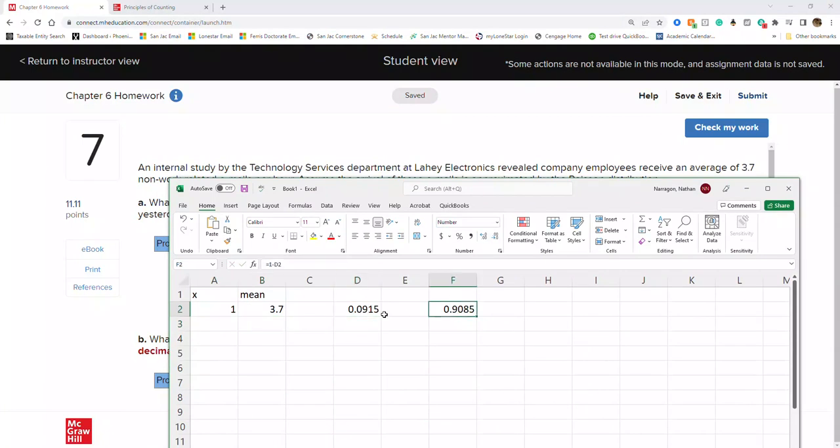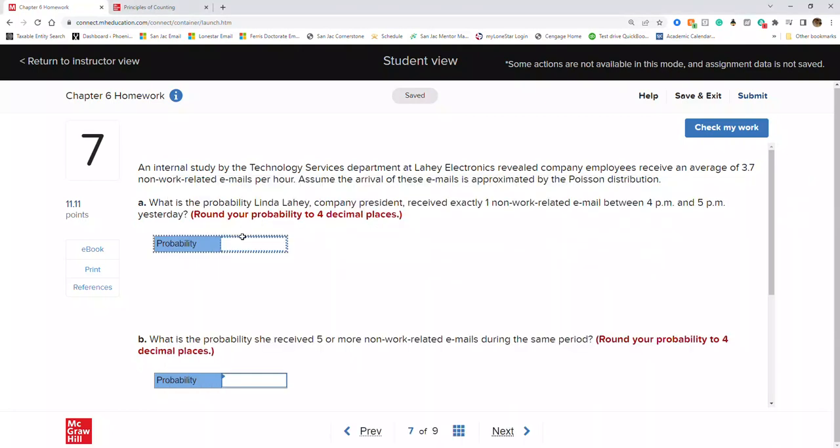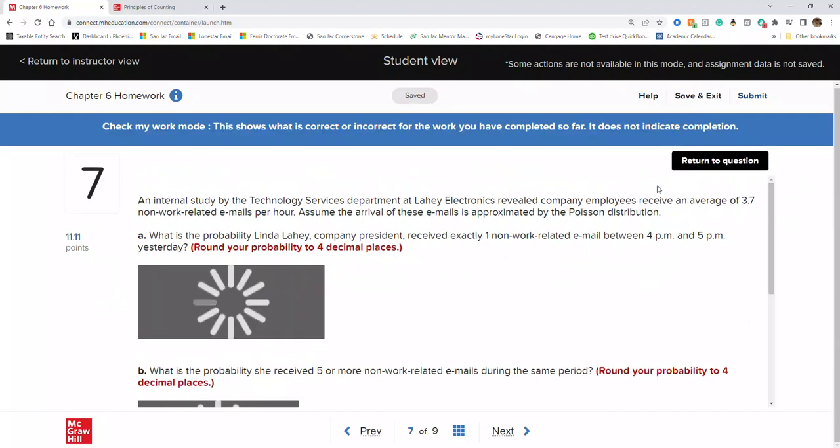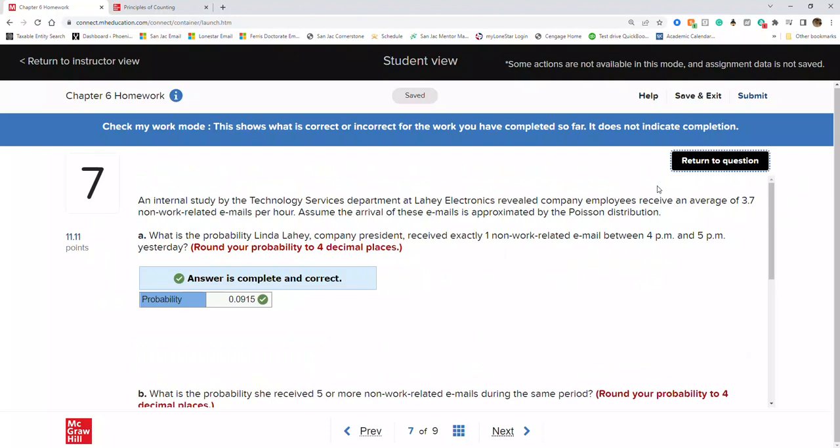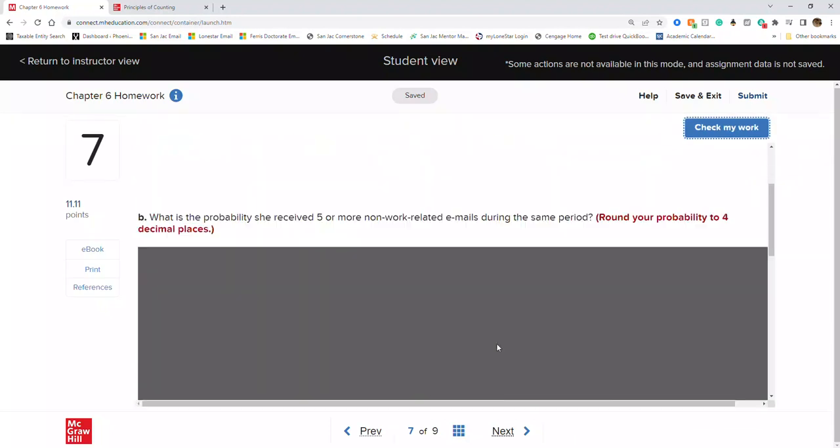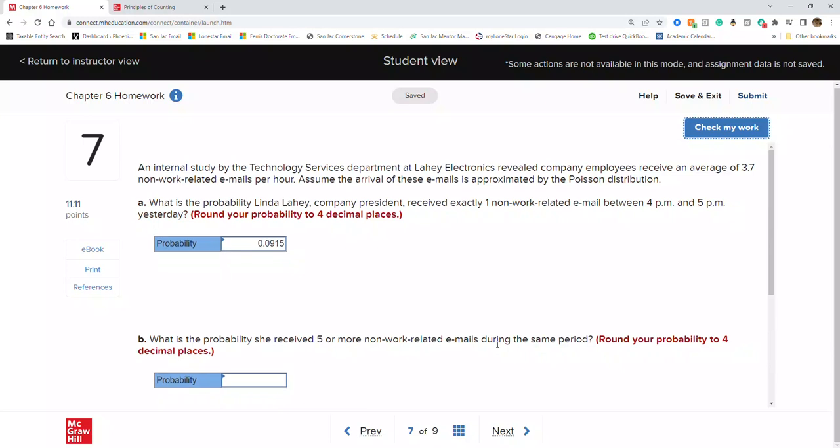So the probability of it being 1 in that 1 hour is 0.0915. Check. And there we go. So then it asks, what is the probability she receives 5 or more non-related emails?